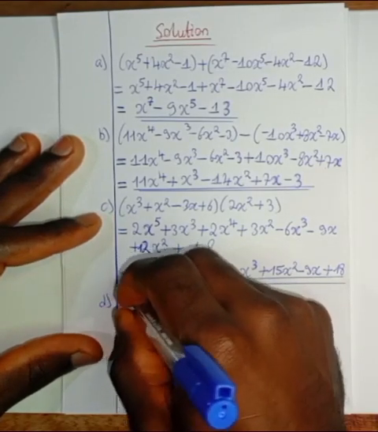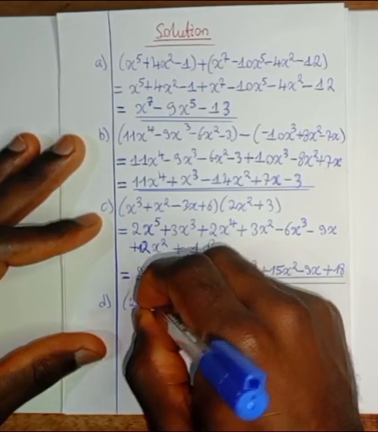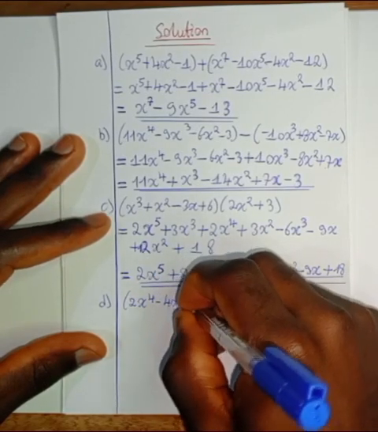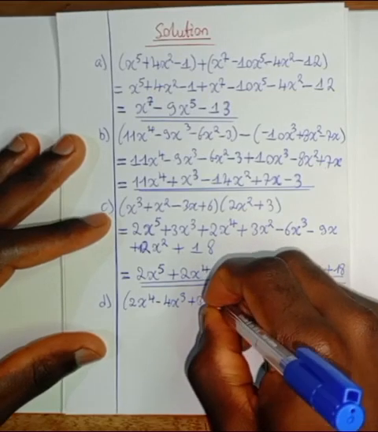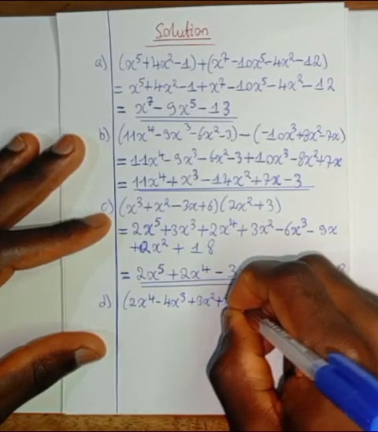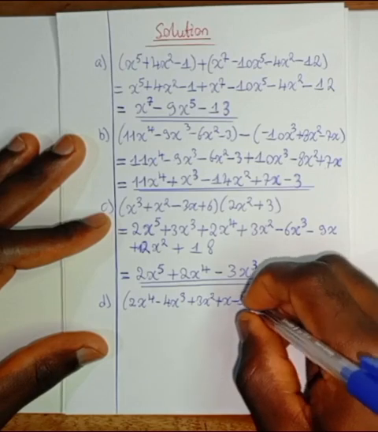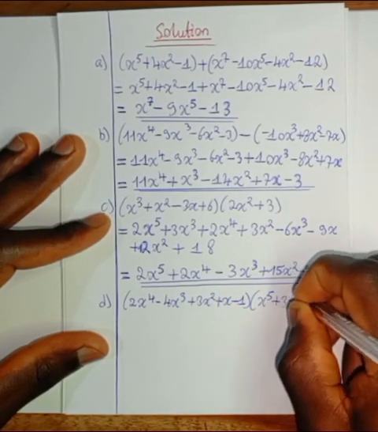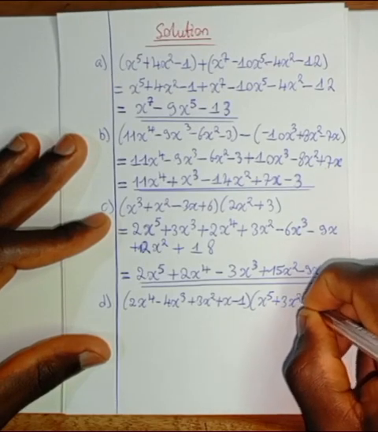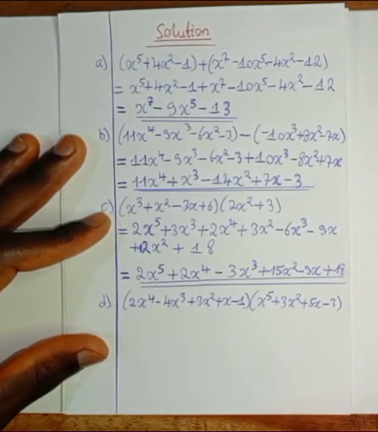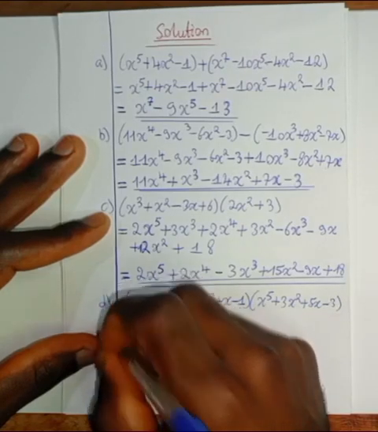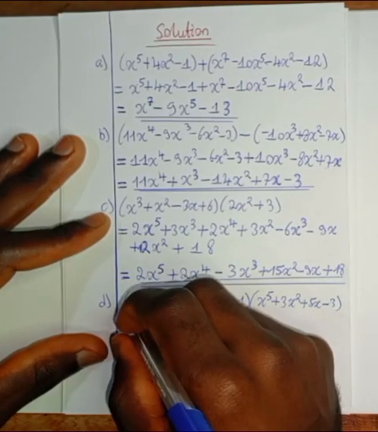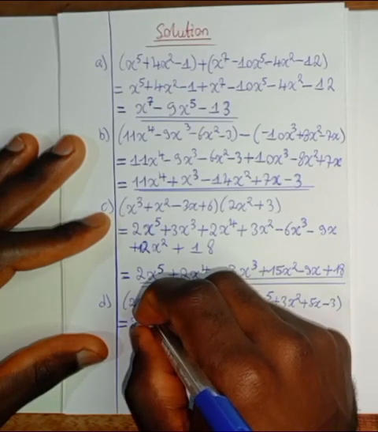For D, we have to multiply the two polynomials 2x to the power 4 minus 4x cubed plus 3x squared plus x minus 1 times x to the power 5 plus 3x squared plus 5x minus 3. This will simply be equal to 2x to the power 4 times x to the power 5 simply gives us 2x to the power 4 plus 5, which is 9.